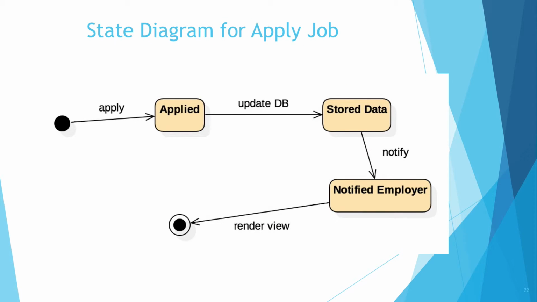The state diagram for applying for a job. So you start out by applying for a job. Once you've applied, you update the database, you store the data, you notify the employer, and then you render the proper view saying that as a student you just finished applying for a job successfully.